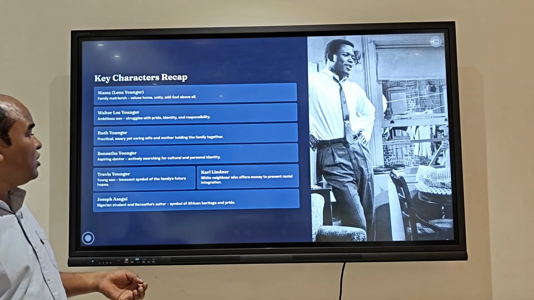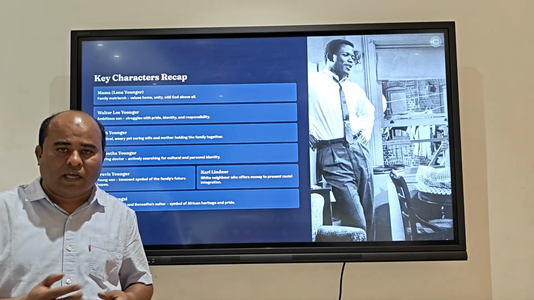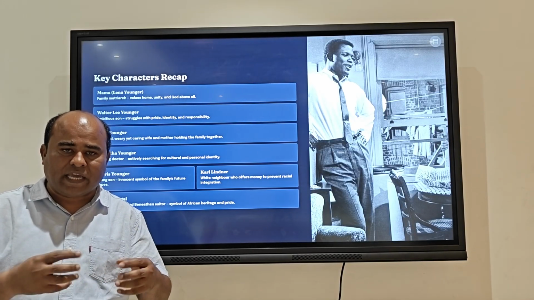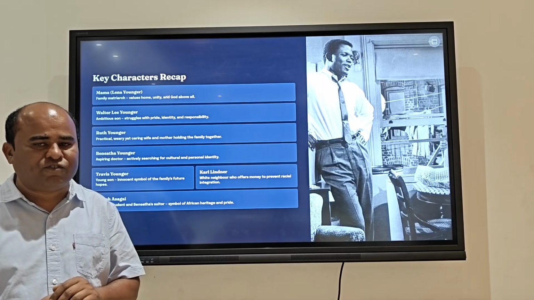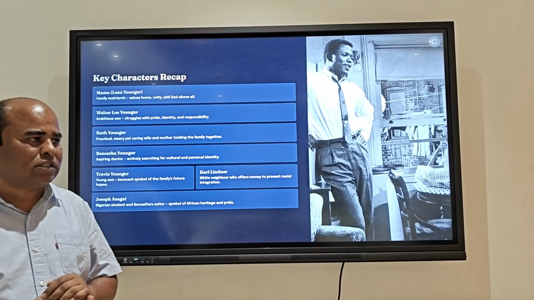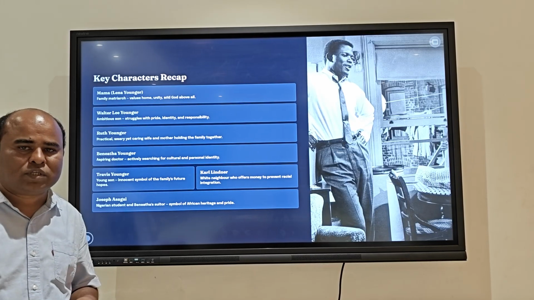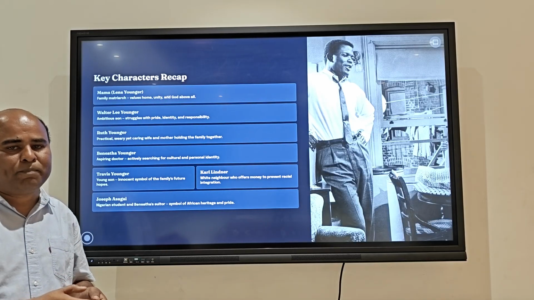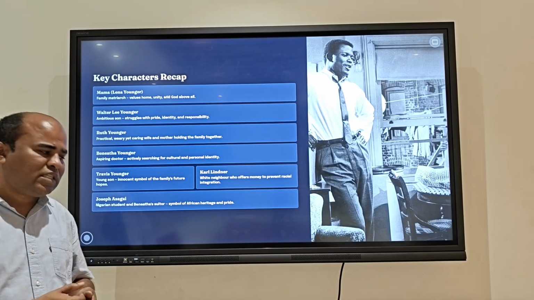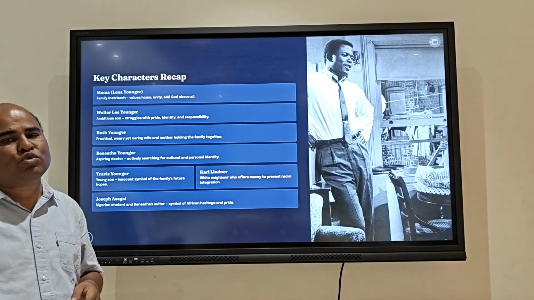The second lecture was actually about the discussion of the characters. We talked about the different characters of this play. We talked about some of the salient features of these characters. And in this particular lecture, we are going to talk about the plot structure, the summary, so to speak, of the play act-wise. This is a three-act play. The action of the play is divided into three acts.